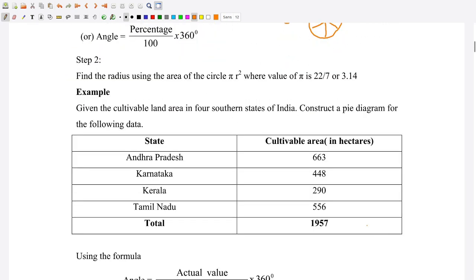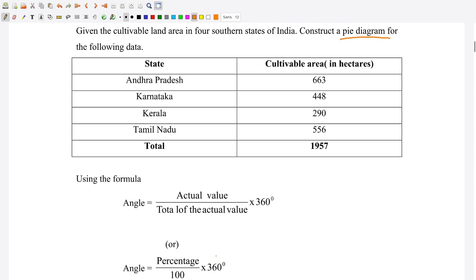For example, we have the given cultivable land area in 4 southern states of India, and we have to construct a pie diagram for the following data. We have 4 states: Andhra Pradesh, Karnataka, Kerala and Tamil Nadu, and the cultivable area in hectares is this much. Total is this much. Firstly we'll find the corresponding angles.